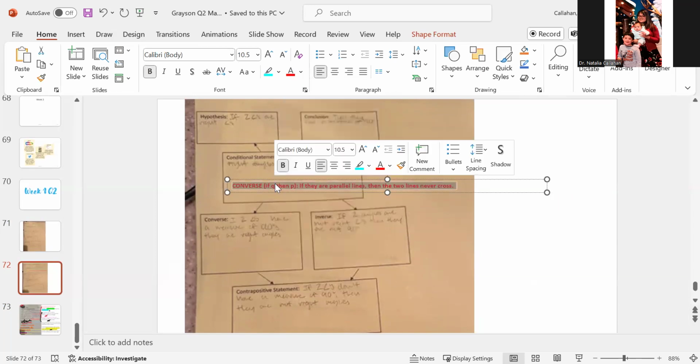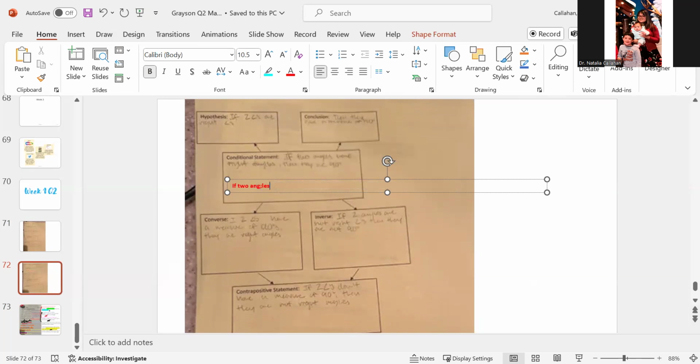If two angles are right angles, then they are 90 degrees. That's your P, correct? Then they are 90. And that's your Q, correct? This part is your conditional. Remember, for your biconditional, both the conditional and the converse have to be correct.